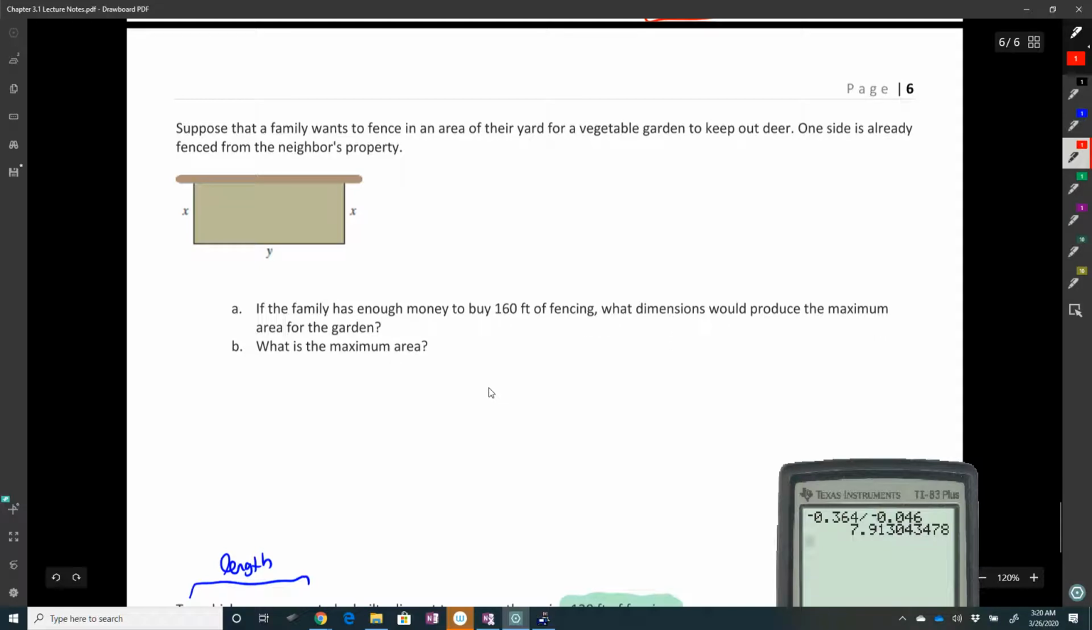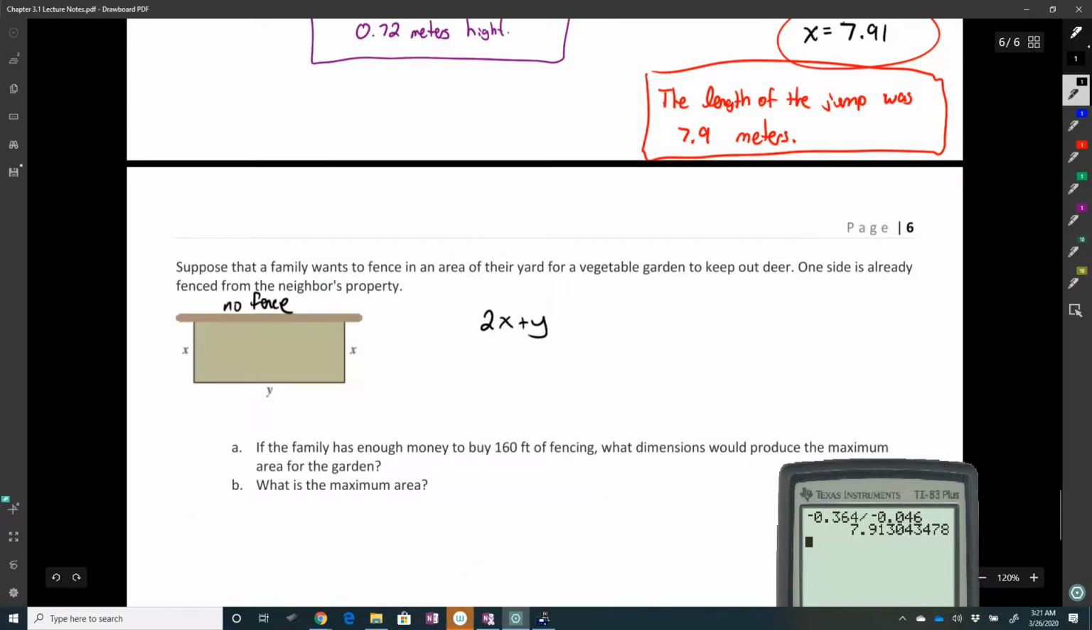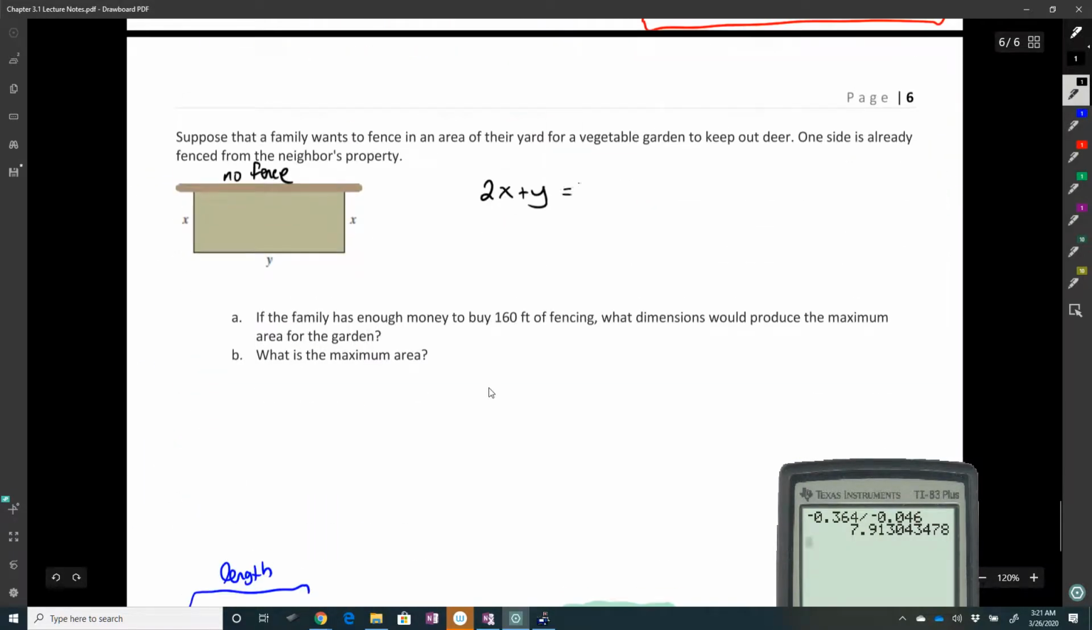Suppose that a family wants to fence in an area of the yard. One side is already fenced from the neighbor's property, so there's no fence there. If the family has enough money to buy 160 feet of fencing, what dimensions should they buy? Well, there's only 2x plus y fencing available, and that should equal 160 feet. So that's your given, and it's really easy to solve for y. So I'm going to solve for y right away: y equals 160 minus 2x.